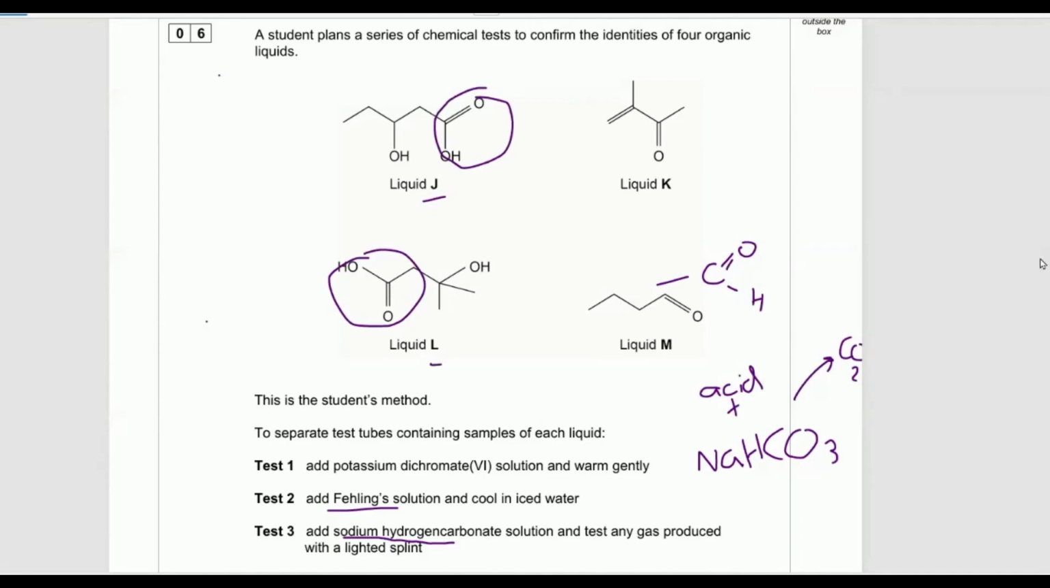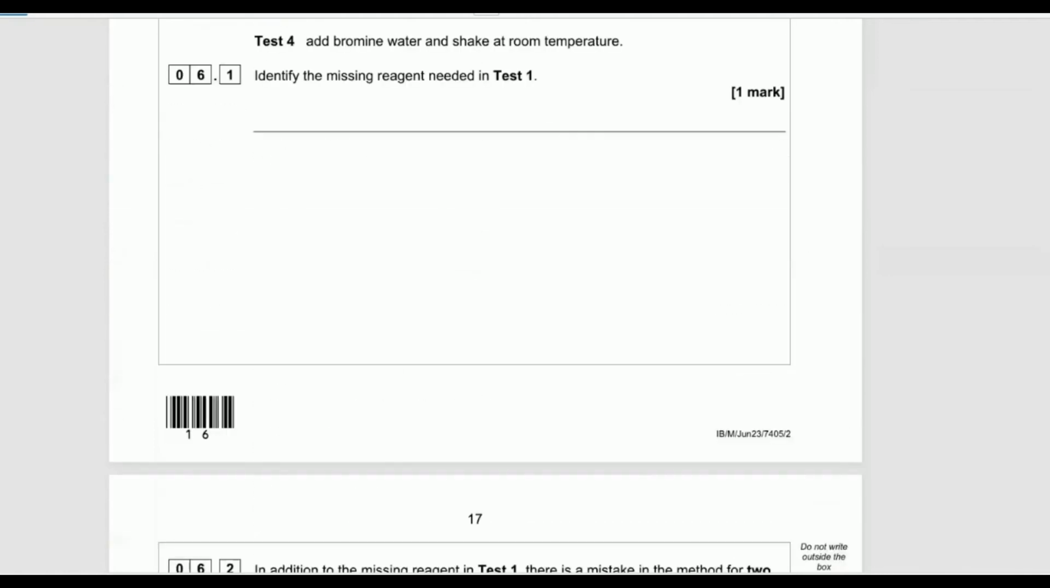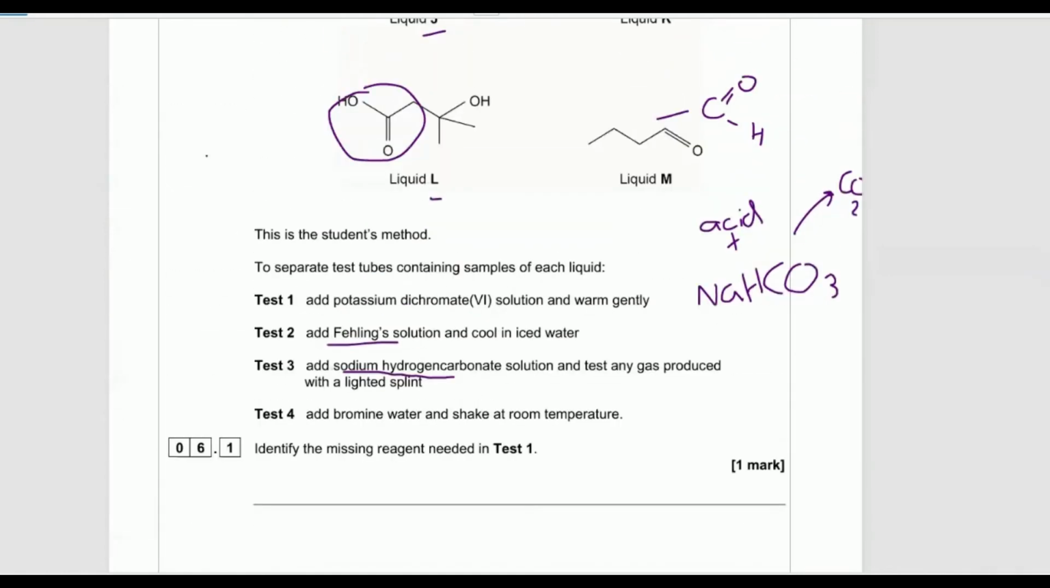So the only 2 carboxylic acids up here are J and L. So we just need to write that in. So the liquids that react with sodium hydrogen carbonate are going to be J and L. They're going to turn lime water cloudy, and that's because they release carbon dioxide when you get those acid carbonate reactions. All right, we're now moving on to the 4th test.